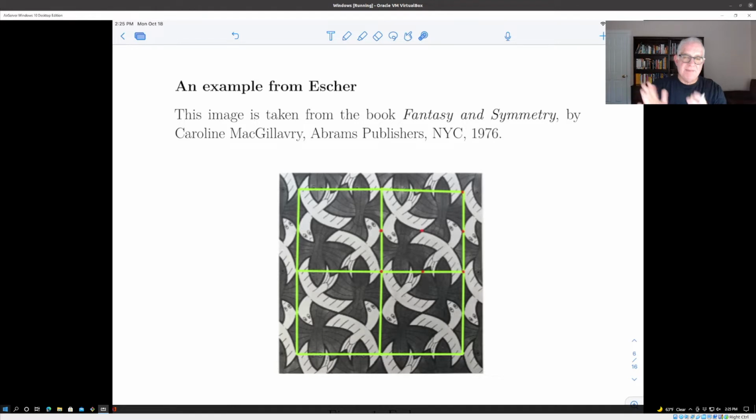Namely, if you imagine this going on to infinity, which of course it doesn't, then you could shift any number of units to the right or to the left and any number of units up or down, and you would get the same picture. And so we say that this image is invariant under the action of a lattice, or it's periodic with respect to that lattice. Namely, it's made up of blocks, and each time you take an element of the lattice and shift that block around, the picture comes back to where it was before.